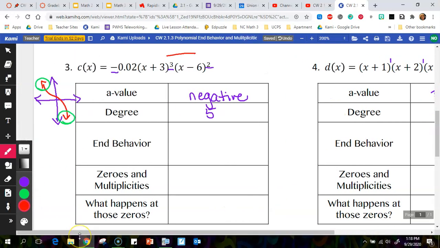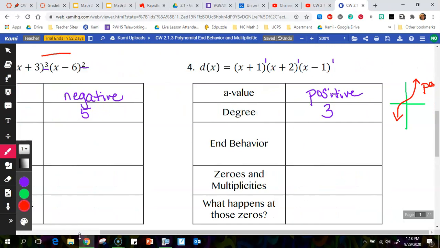This one ends up in a negative direction. Okay, so that's the difference. This was a negative odd, okay? And then this is a positive odd. There are all kinds of charts online that you can find that show you this too.